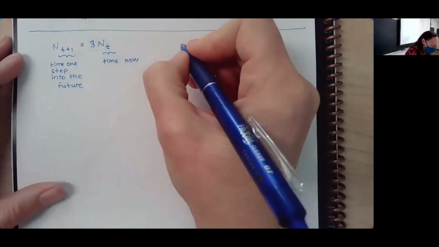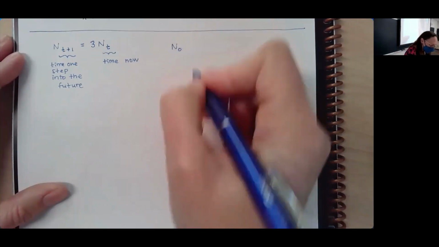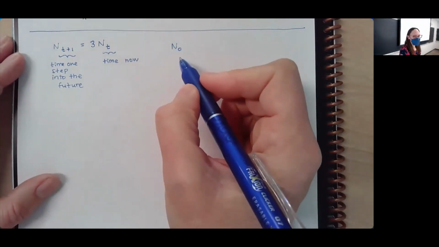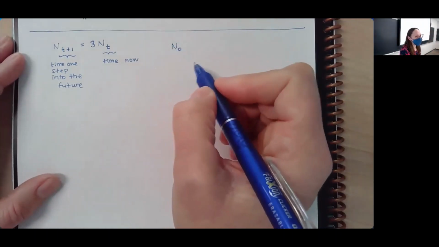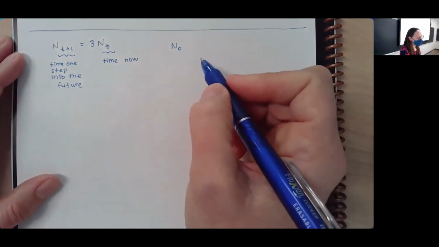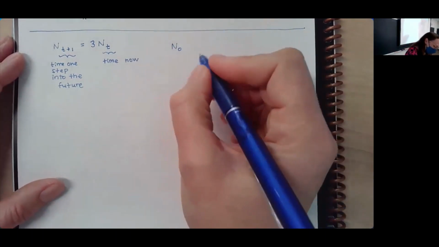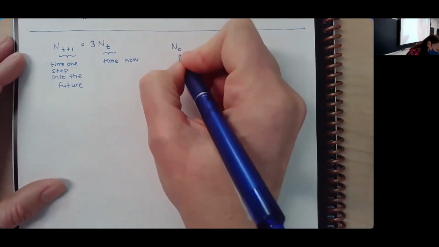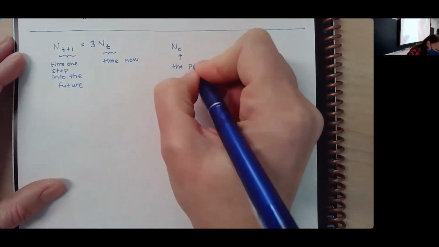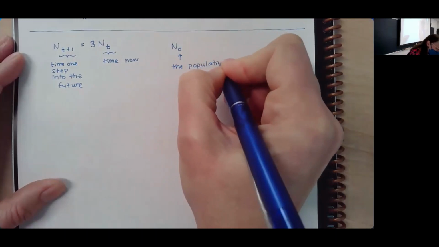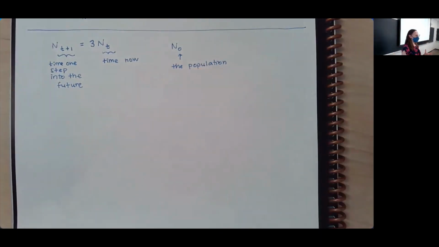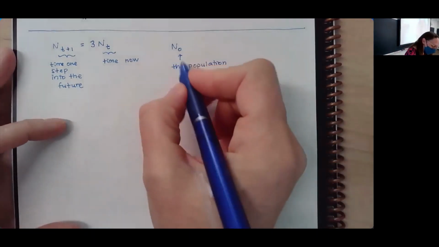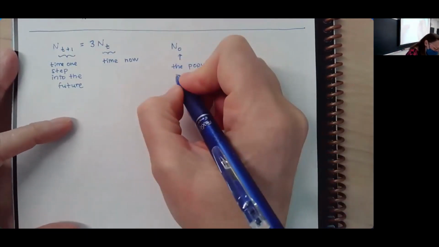Also, just thinking about notation, if I put a little 0 down here, we read that as n naught, N-A-U-G-H-T, which really just means the population at the beginning of time, whatever that looks like. So the beginning of time could be when I started measuring it. The beginning of time could be at the start of an experiment, but that 0 implies the population at the beginning.